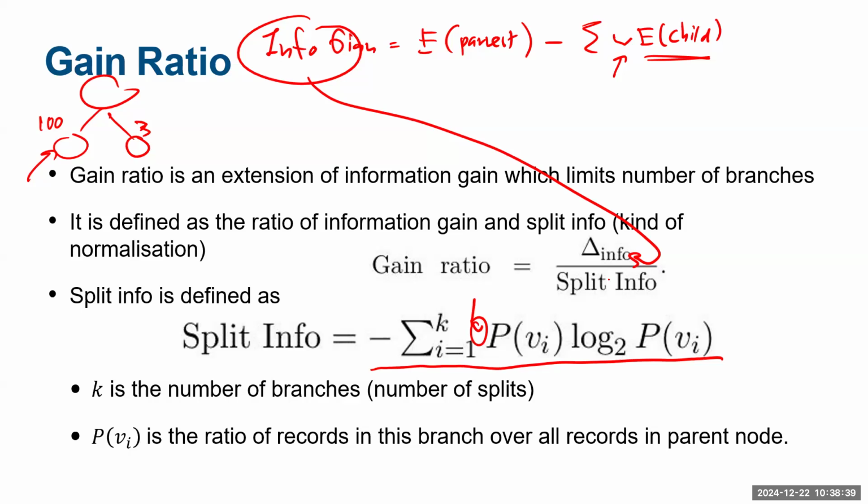So again, we want the information gain to be very high. We want the split info to be very low, right? So when you do the ratio, you want the top to be high and the bottom to be low. So you want the gain ratio to be high. So it's the same principle. You want a high value. So this is the extension of information gain, which is the gain ratio.